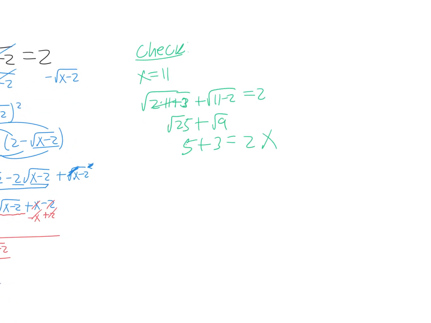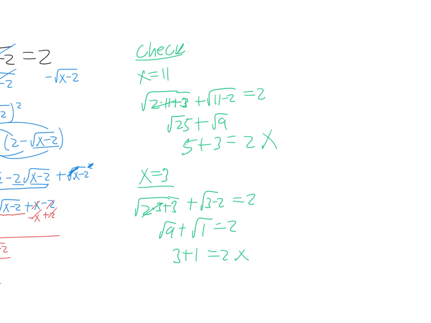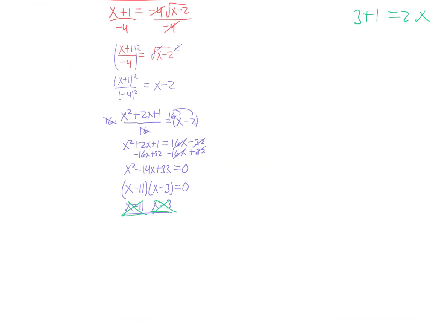Let's check 3 now. I'm going to plug that into the original. It's going to be the square root of 2 times 3 plus 3, plus the square root of 3 minus 2 equals 2. And then 2 times 3 is 6 plus 3 is 9, so I get the square root of 9 plus the square root of 1. And so I get 3 plus 1, which is 4. All right, not equal to 2. Right, 4 does not equal 2, so that means 3 is also not a valid solution. This one actually has no solution.